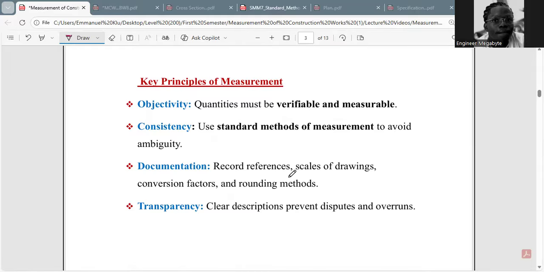Let's look at some basic key principles in measurement of construction work. One, we have objectivity. Objectivity simply means quantities must be verifiable and measurable. I believe this is self-explanatory. And also you must have consistency. There is a difference between punctuality and consistency. That means the standard method of measurement, the SMM7, should be used more frequently.